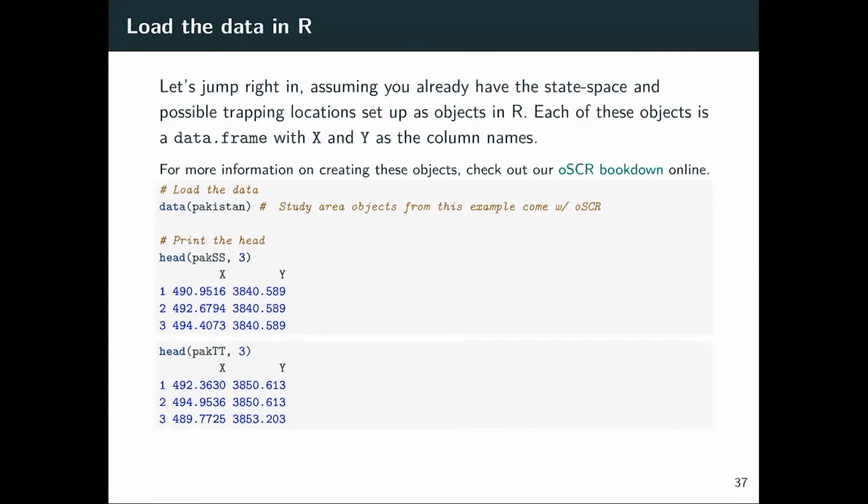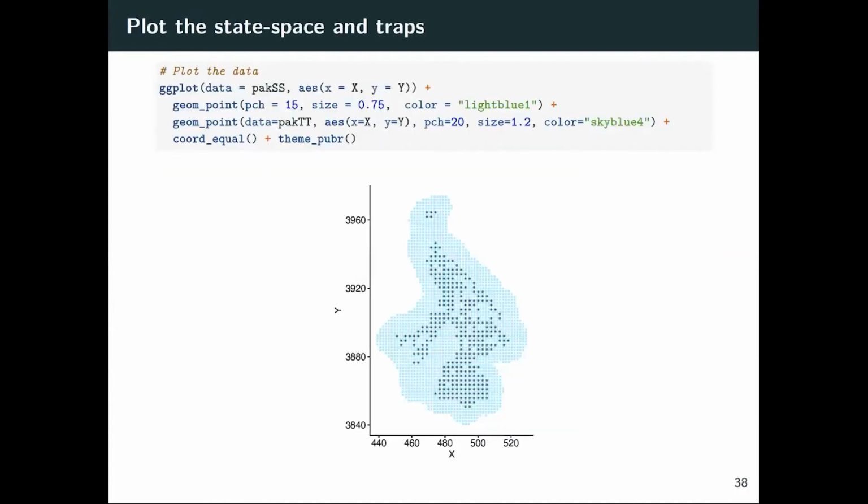So jumping right in, the bookdown website that Dan showed has some information about how to come up with these spatial objects of the state space and the trapping grid. But we're going to assume that you have those. If you want more information on that, that's definitely the best place to look because we walk through it step by step. So each of these objects is a data frame with X and Y as the column names. We can see those below. This is what they look like. Again, another ggplot where light blue is the state space and dark blue are the possible trapping areas.